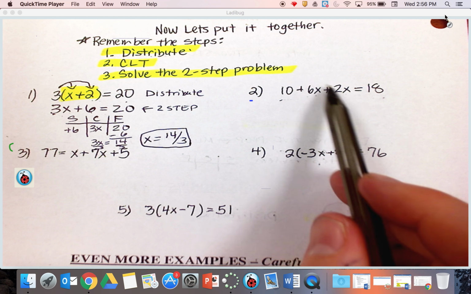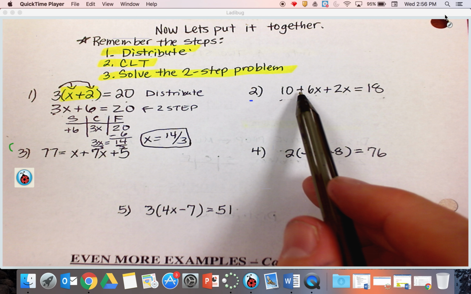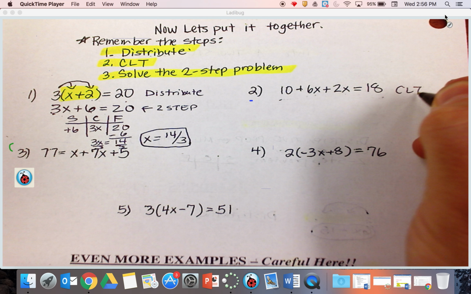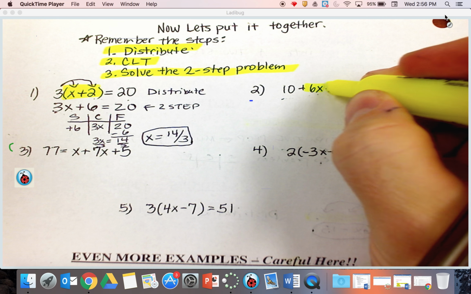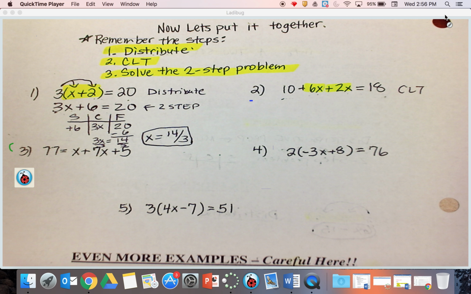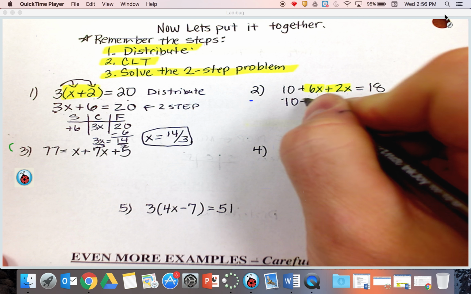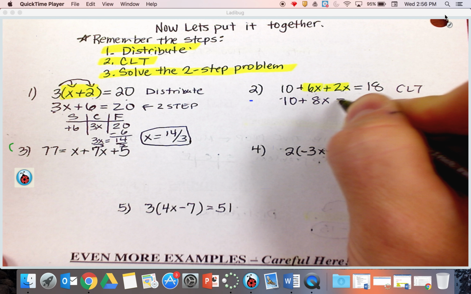Do I have any parentheses for distributive property? No, no distributive property. Do I have any combined like terms? Well, I do. I'm going to combine like terms right here. I have a 6x and a 2x. I'm going to combine those together. When I combine those together, I get 6x plus 2x gives me 8x equals 18.